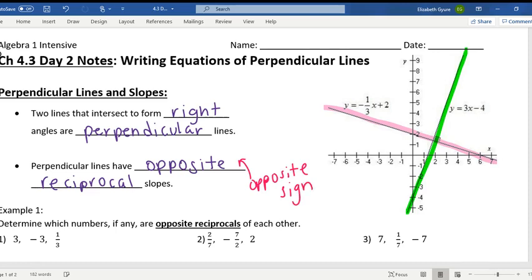Now, when I say opposite, I mean opposite sign. Like if one's positive, the other would be negative. And reciprocal, remember when we did keep, change, flip? Reciprocal is something that is just flipped. So reciprocal means flipped.